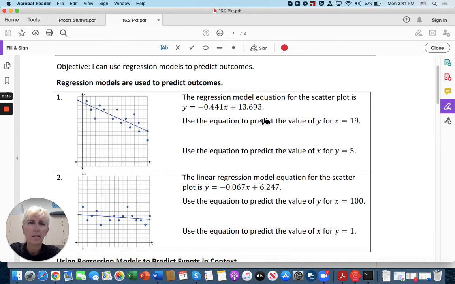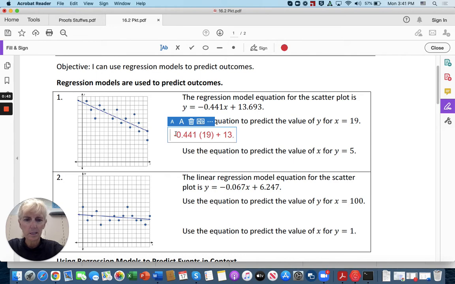The regression model equation for the scatter plot is y equals negative 0.441x plus 13.693. Use the equation to predict the value of y for x equals 19. So all we're doing is plugging in 19 right here. So we can go negative 0.441 times 19 plus 13.693. I take my handy dandy calculator.